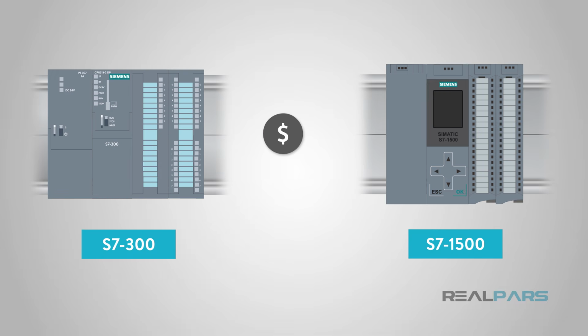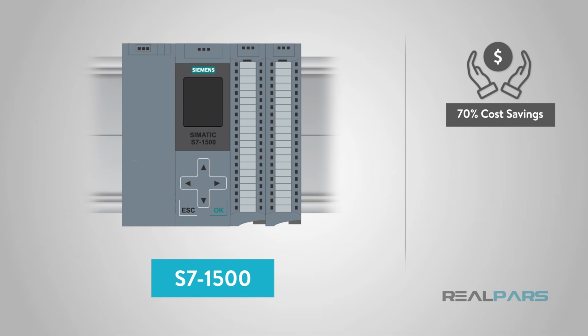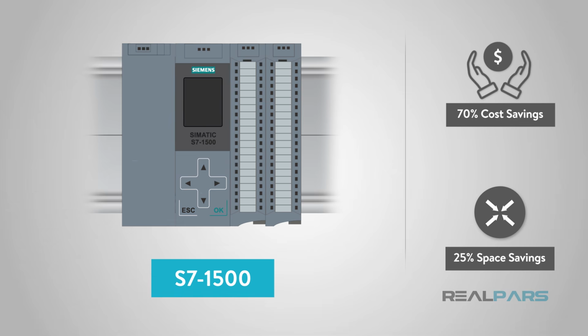Prices between the S7-300 and S7-1500 are very similar between like models. If cost is a major concern, the S7-1500 compact version provides up to 70% cost savings, as well as 25% space savings compared to the standard CPUs, although some features are limited.